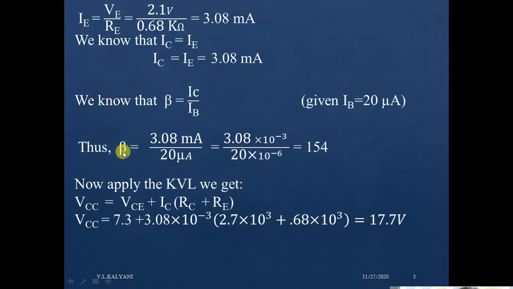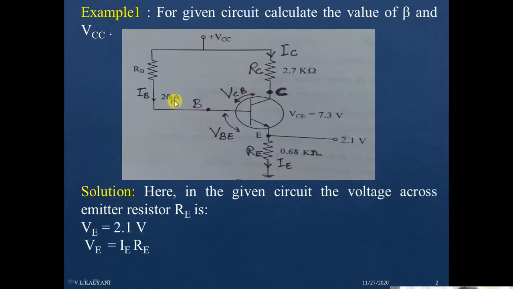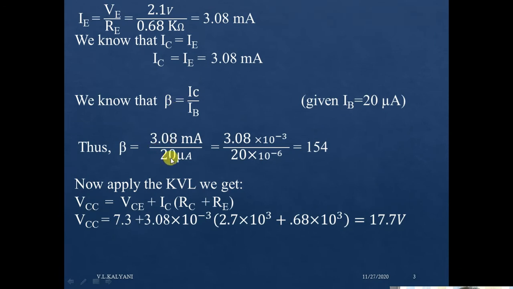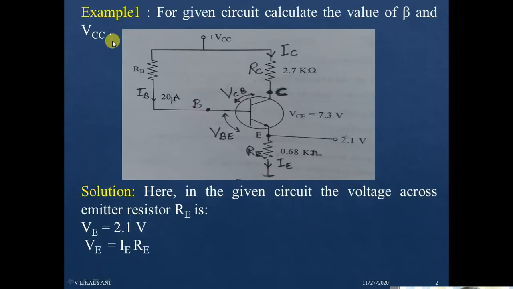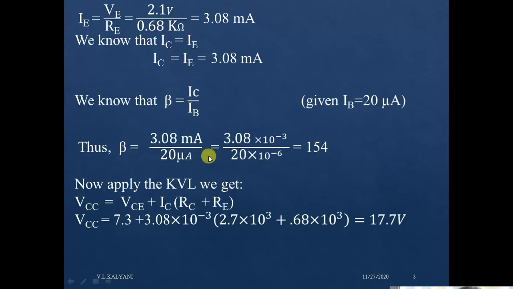Now put these values in this equation. So beta is equal to IC, which is 3.08 milliampere. Similarly, the IB is already given in that circuitry, that is 20 microampere. So now put these values and calculate the beta, and it will become 154. So this is the value of beta. Now we also have to calculate the VCC. So how to calculate this VCC?